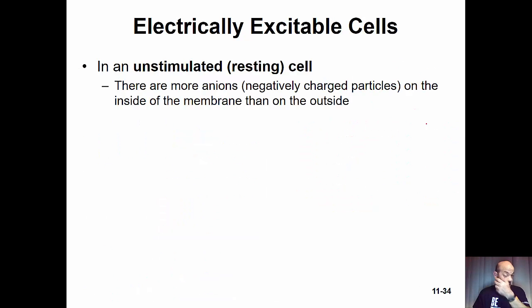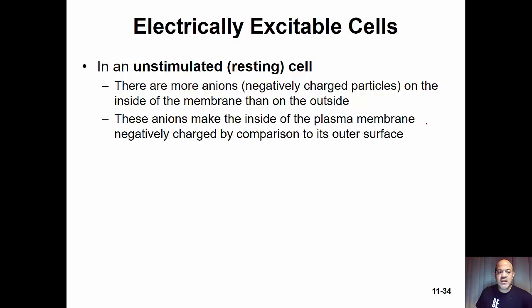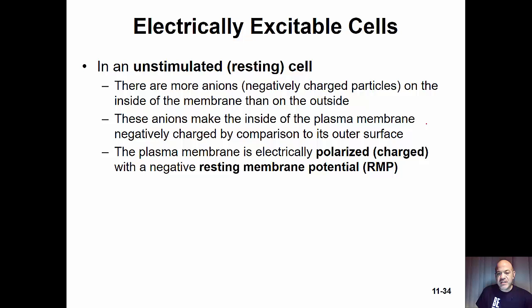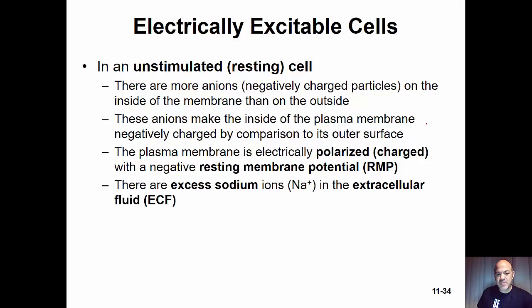So in an unstimulated resting cell, there are more anions, or negatively charged particles, on the inside of the membrane than on the outside, which I just illustrated. These anions are going to make the inside of the membrane negatively charged by comparison to its outer surface. The membrane is electrically polarized, which means it has charge, and it will have a resting membrane potential when the membrane is not actively changing its potential, which will end up doing work within the cell.